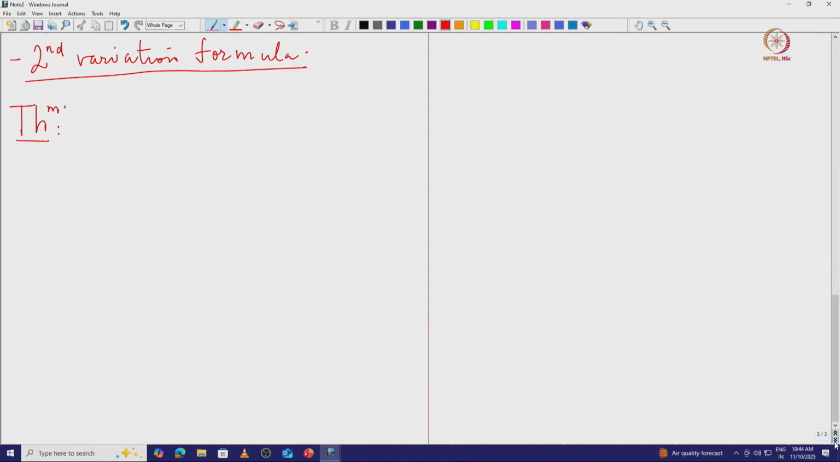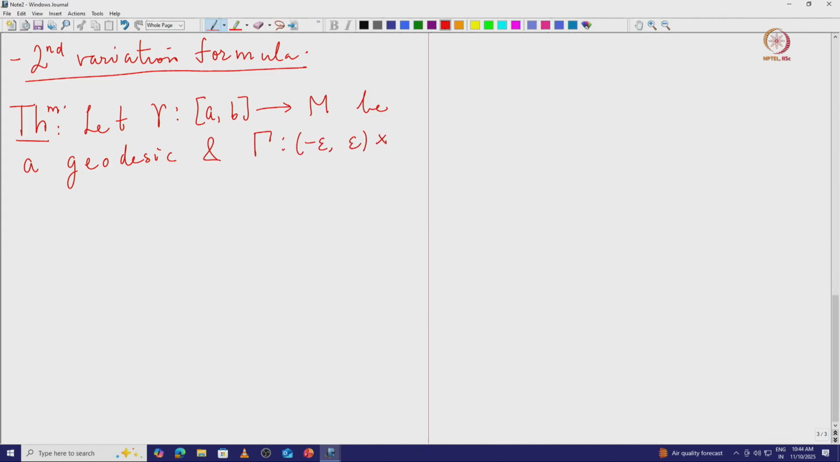The statement of the second variation formula is the following. Let little gamma be a geodesic. Like in multivariable calculus, it makes sense to talk about the second derivative test only at critical points. So we start off with a critical point of the energy functional, which is a geodesic. So let gamma be a geodesic and capital Gamma an admissible variation.